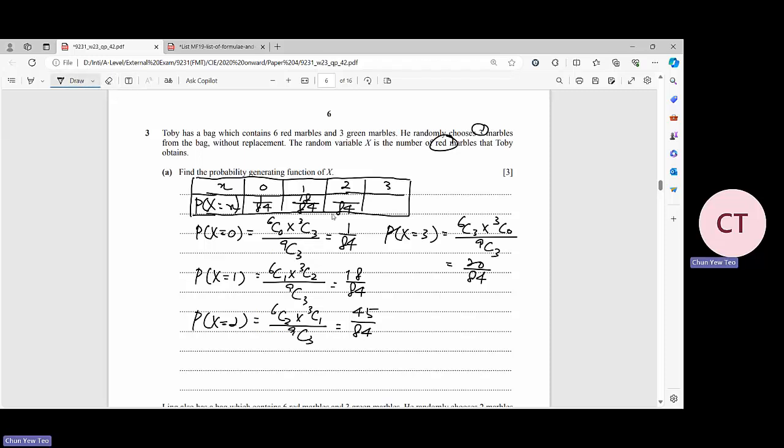My apologies. This one is a 45. This one is 20. So the total here must be a 1. If you didn't manage to get 1, that means you have made some mistake in between. Okay, so this is the answer for the question part A.